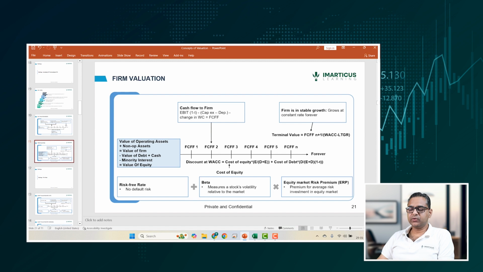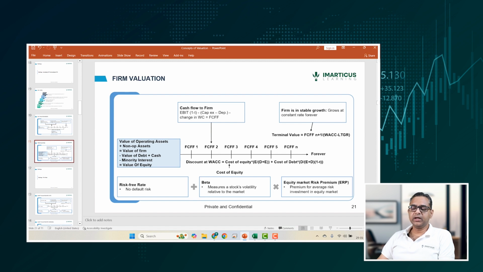We will discount back both these free cash flows to the firm and the terminal value by using the discount rate of WACC, which is our weighted average cost of capital, which is calculated as cost of equity into weight of equity plus cost of debt into weight of debt.